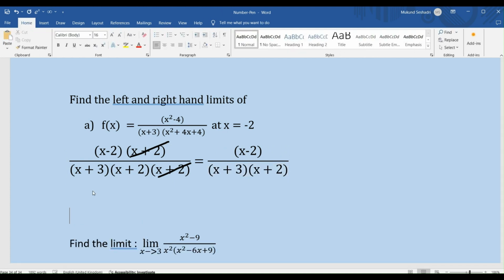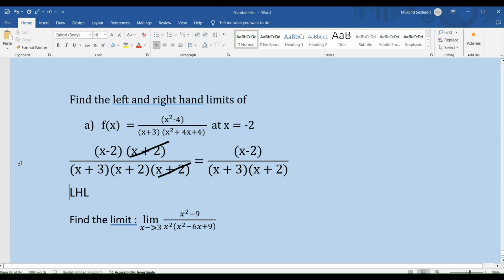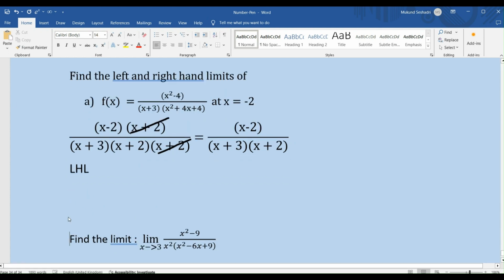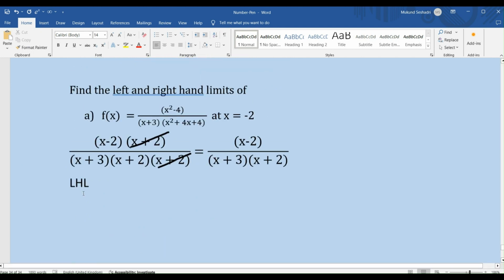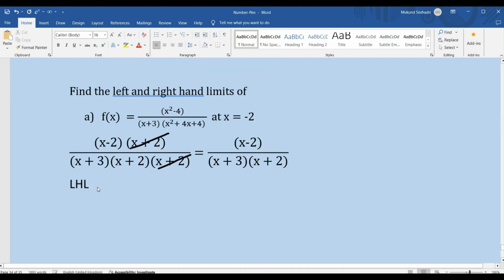So let me do LHL first, which is my left hand limit. I'm going to move this problem, which we will do next, to the next page. My apologies. So what is LHL in this case? LHL is at x equals minus 2 minus h, right? And h tending to 0. So let's replace x in the equation above and let's see what we get.